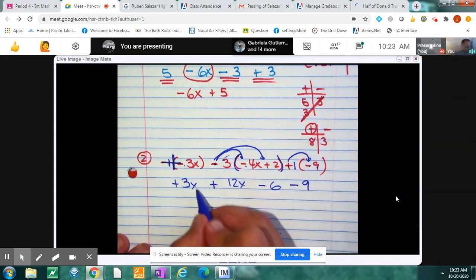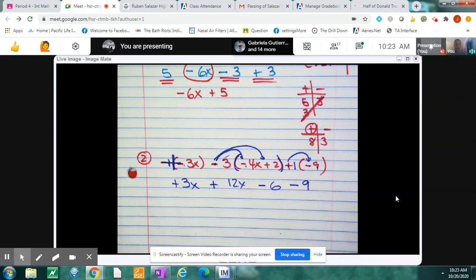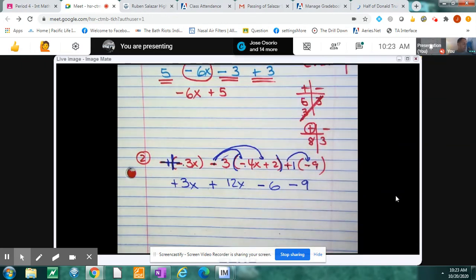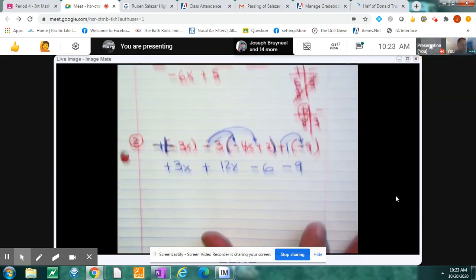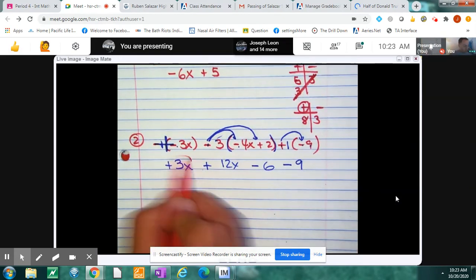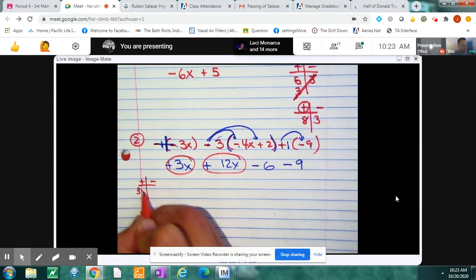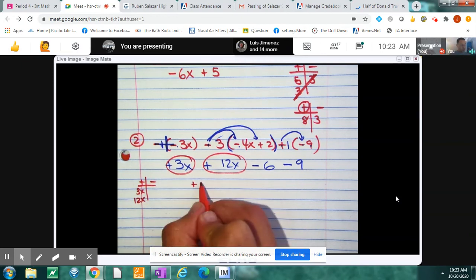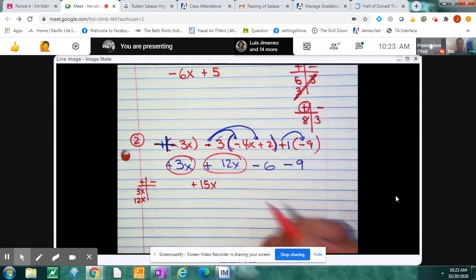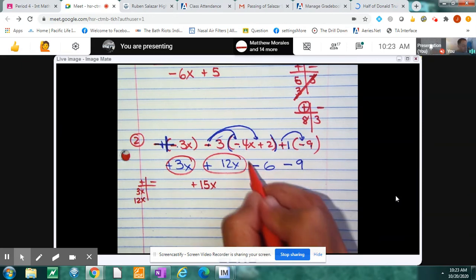So now let's go ahead and combine like terms. Which terms are we going to combine? 3x and 12x. 3x plus 12x, and then I could do the t-chart, and they're both going to be on the positive side. So that's a total of positive what? 15x. See that?